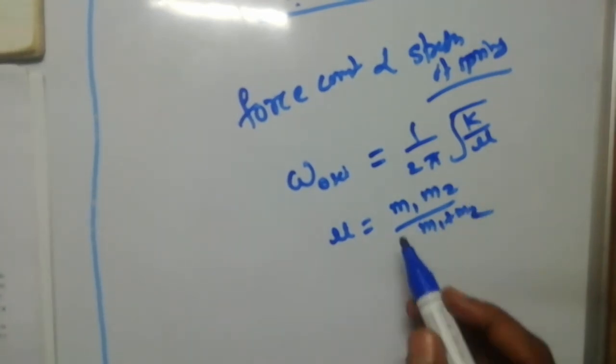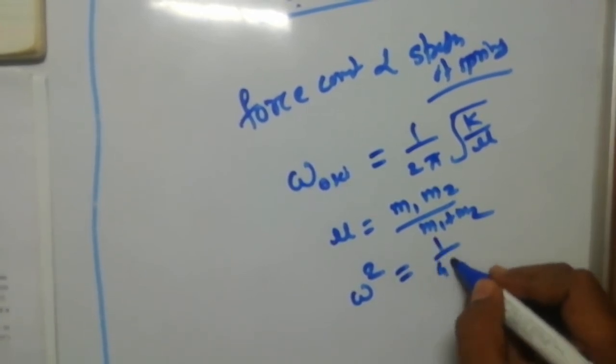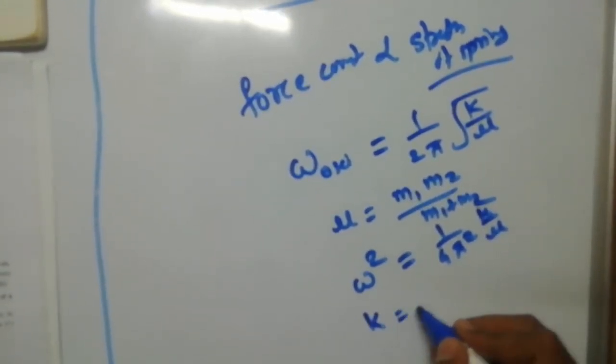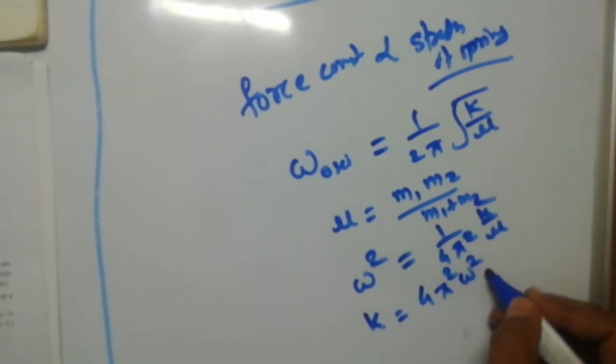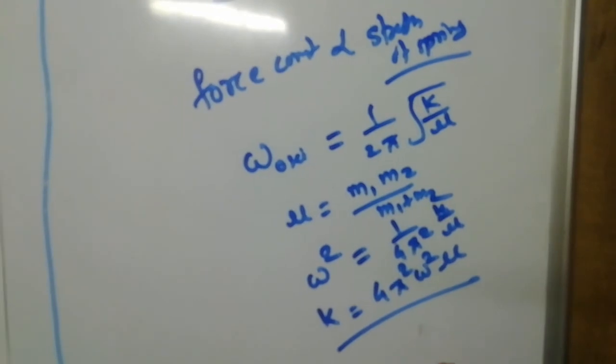So if you solve this equation, and take omega square equal to 1 upon 4 pi square k upon mu, or k is equal to 4 pi square omega square mu. So you can get one clear-cut idea: you can write this equation in terms of k equals 4 pi square omega square mu, where omega is the vibrational frequency.